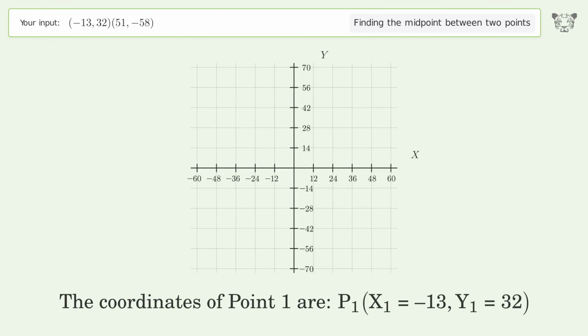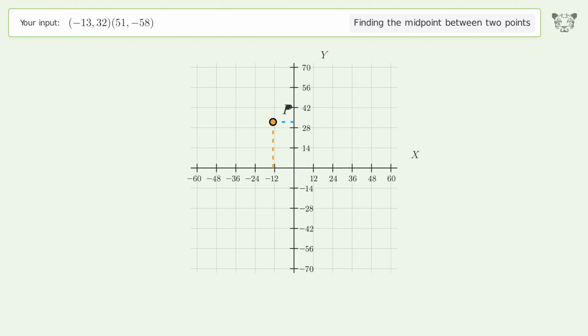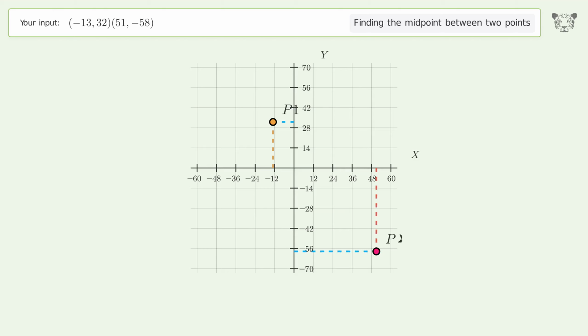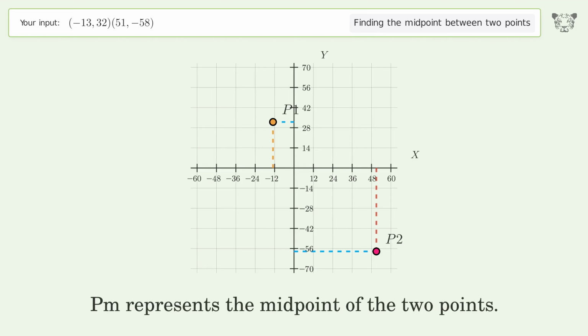The coordinates of point 1 are, x1 equals -13, y1 equals 32. The coordinates of point 2 are, x2 equals 51, y2 equals -58. PM represents the midpoint of the 2 points.